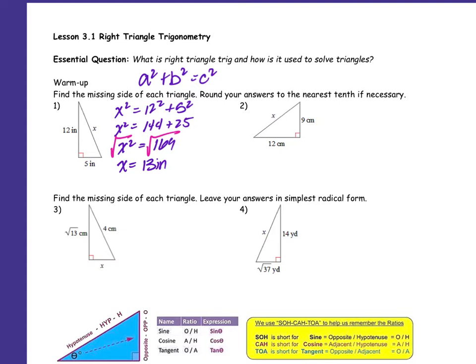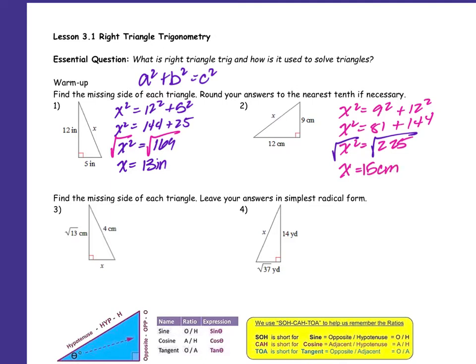I'm going to do the same thing for number 2. So I've got x squared equals 9 squared plus 12 squared. So x squared is going to equal 81 plus 144. So x squared is going to equal 225, I think, this time. So to get x by itself, I want to square root it. Square root one side, I have to square root the other side. So x is going to equal 15 centimeters. Okay, so 3 and 4 changed just slightly.